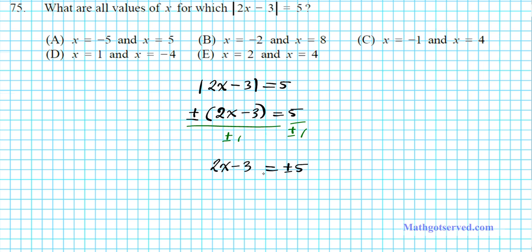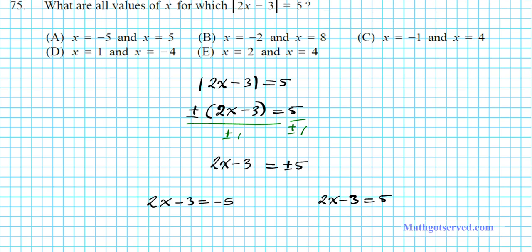Now, we have two equations in one, so to get our two answers, we must solve the combined equation separately. Let's do the negative piece on the right: 2x minus 3 equals -5. And then let's do the positive piece on the right: 2x minus 3 equals +5. So we're going to have two answers in this situation.